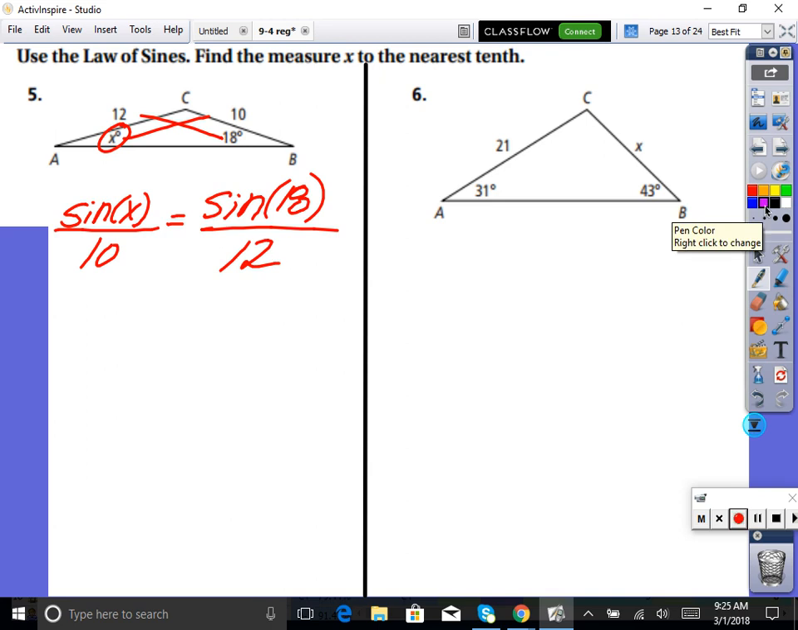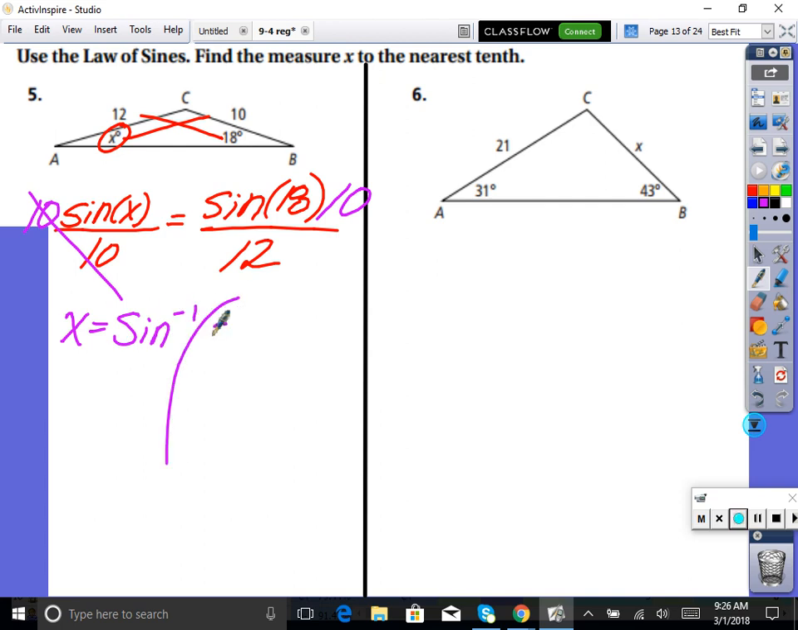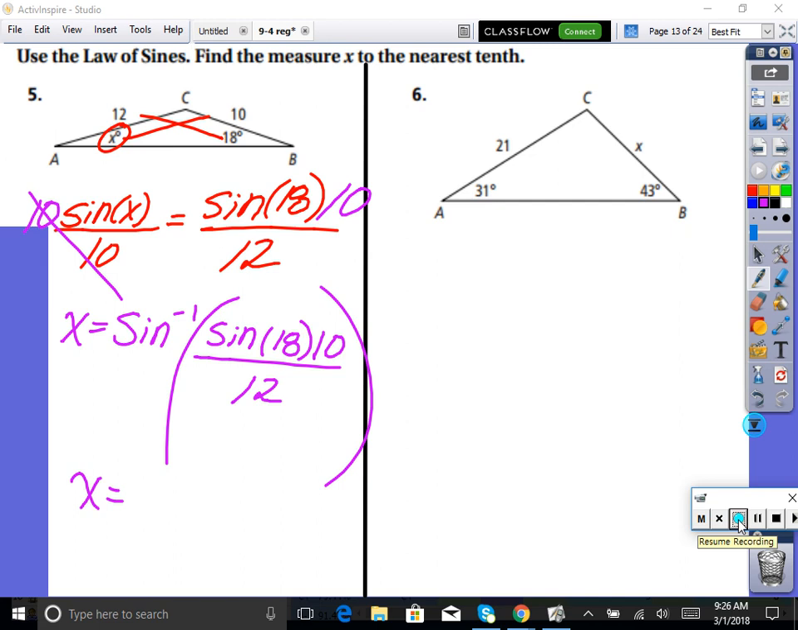Guys, solve for x. Well, what do we do first? Okay, multiply both sides by 10. Then inverse sine both sides. Does everybody see why? To undo sine, because x is trapped inside in this problem. So we'll have sine inverse of all that stuff. So we'd have sine of 18 times 10 all over 12. Go, type it in. 15 degrees. Is that what everyone got?